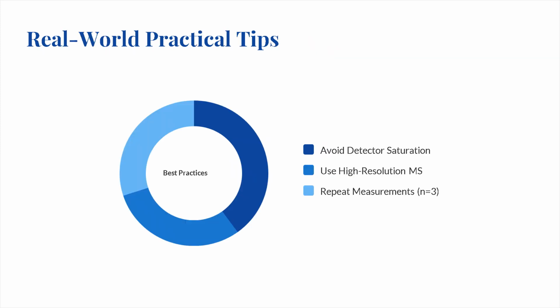Before concluding, let me share some important practical tips. Always avoid detector saturation, because it can distort quantitative accuracy. Using high-resolution mass spectrometry improves peak separation and accuracy. And always repeat your measurements, ideally 3 times, to ensure reliable and reproducible results. These practices ensure confidence in your data.